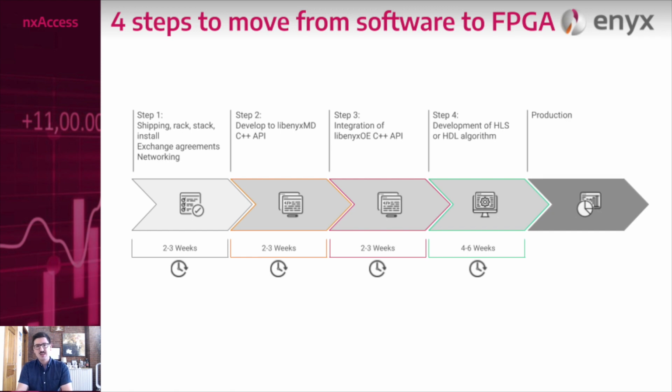And finally, again, this can happen in parallel. The last part is going to be to develop your hardware algorithm. To do that, you can use either HDL or HLS code, and this can take from 4 to 6 weeks. Again, we provide quite a bit of examples for our customers to have a first start and be able to hit production with a simple algo very quickly.